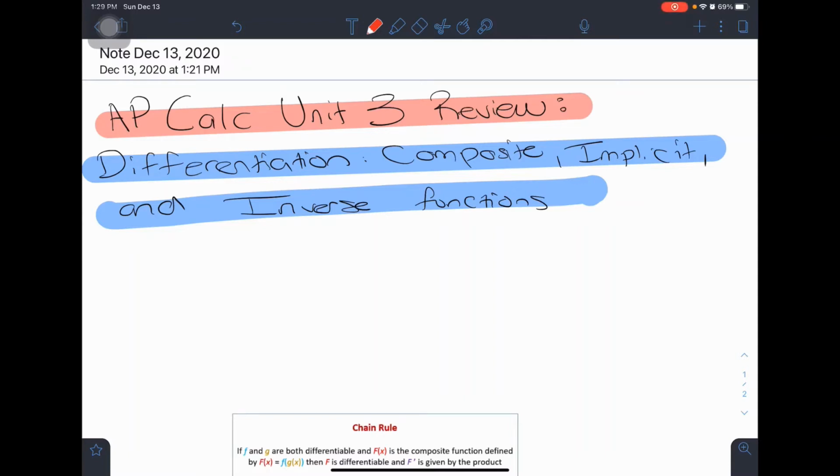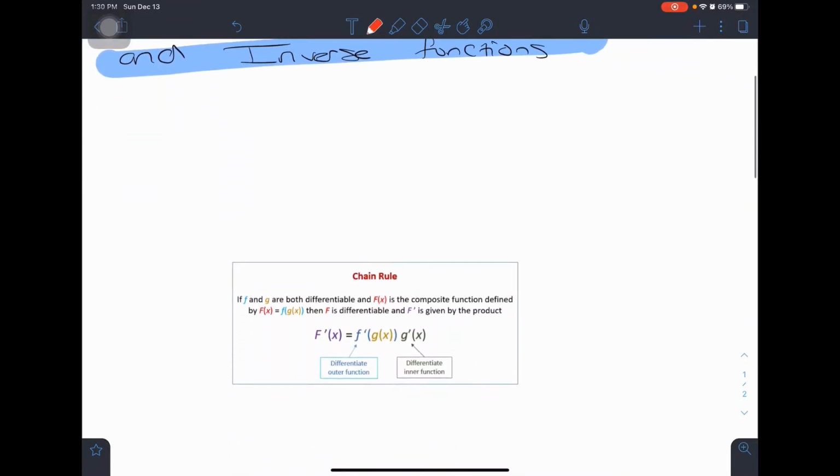Hey, what's up guys? Today we're going to be doing AP Calc AB Unit 3 review, differentiation of composite, implicit, and inverse functions. We're going to be starting off with the chain rule.